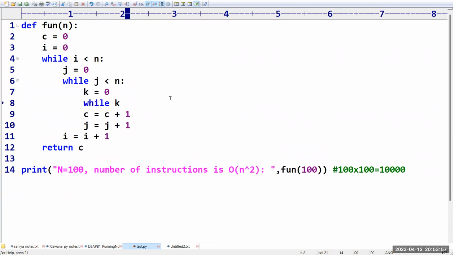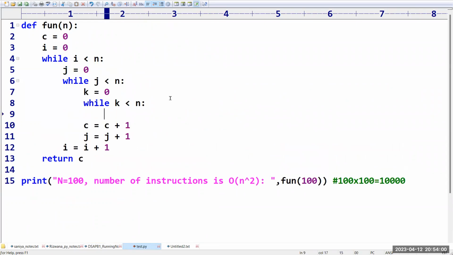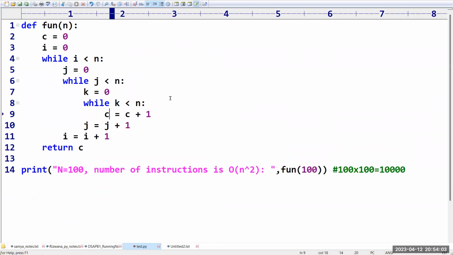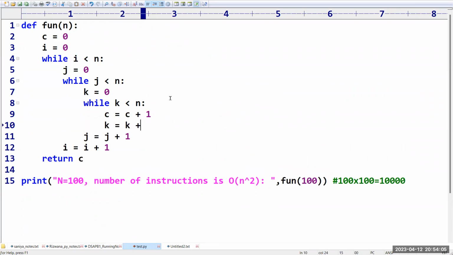So while your K value is less than N, C is equal to C plus 1 and K is equal to K plus 1. In this case, suppose the value of I is equal to 0, then your J value will become 0, then 1, then 2. Assume I am giving the value of N is equal to 3. For every J, again we have K values like this. Again, K values are like this.